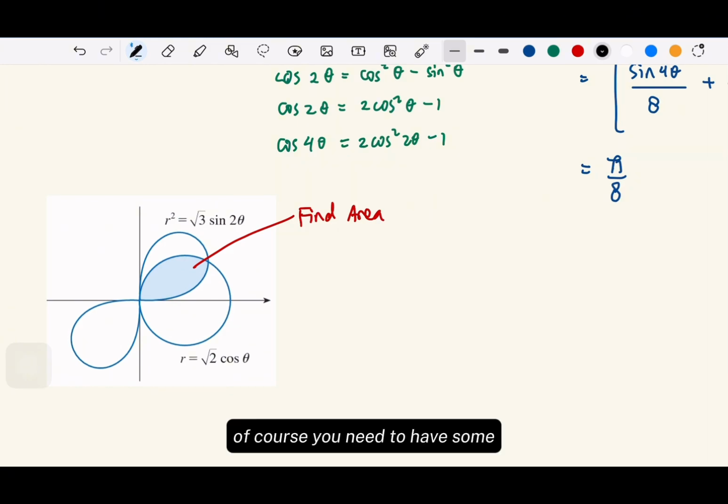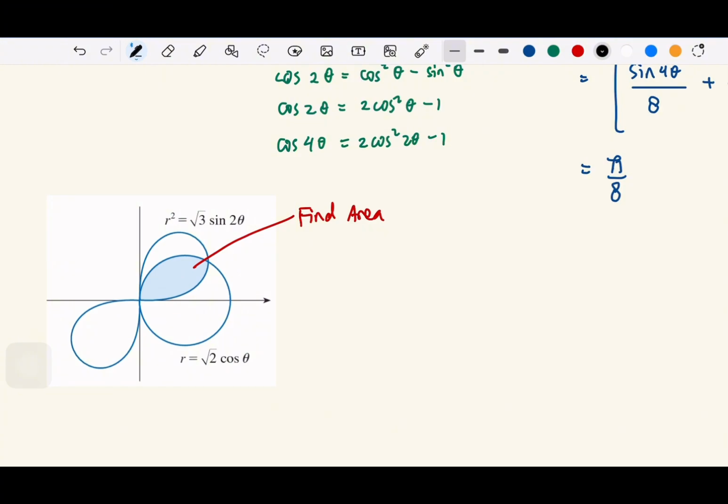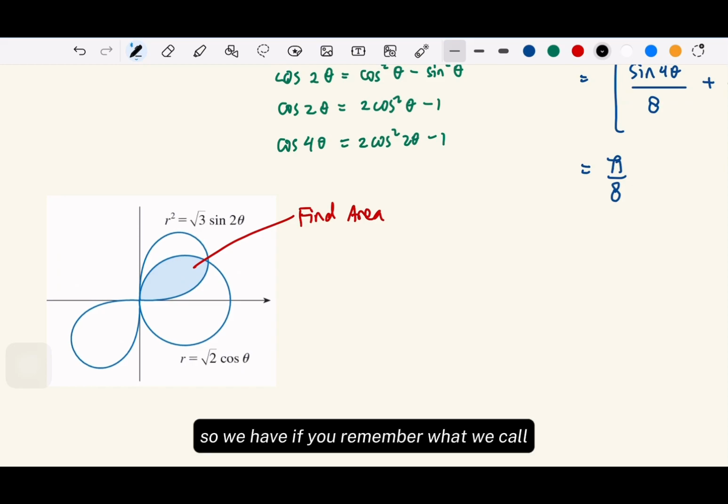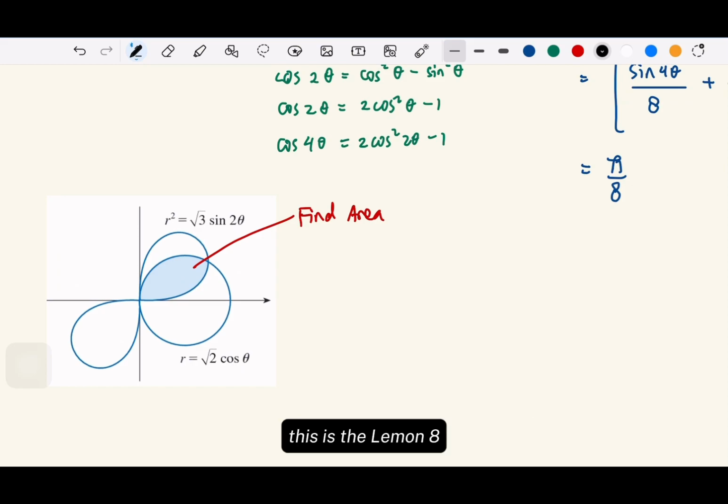Of course, you need to do a little bit of work for the algebra. So how do we solve this? If you remember what we call this, it is the Leibniz scale, the lemniscate, and the one here is just a normal circle with the cosine, so it's on the right side. So what should we do first? Any idea?